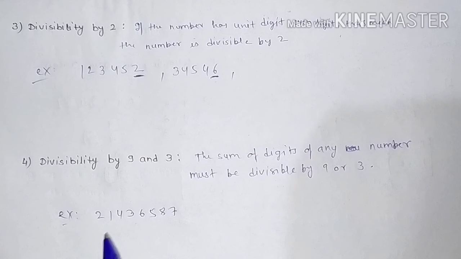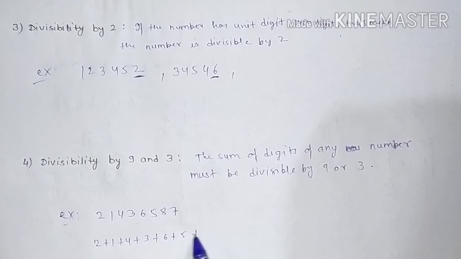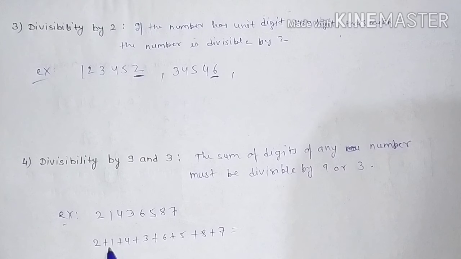Okay, so the digits will be 2 plus 1 plus 4 plus 3 plus 6 plus 5 plus 8 plus 7. Now add this: 2 plus 1 is 3, 3 plus 4 is 7, 7 plus 3 is 10, 10 plus 6 is 16, 16 plus 5 is 21, 21 plus 8 is 29, 29 plus 7 is 36. Okay, so the sum of digits will be 36, and 36 is divisible by 9.